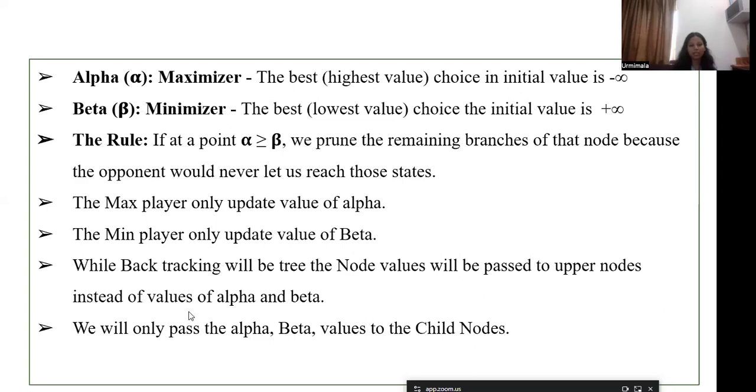The max player only updates the value of alpha and the min player only updates the value of beta. While backtracking the tree, the node values will be passed to upper nodes instead of values of alpha and beta. We will only pass the alpha beta values to the child nodes.